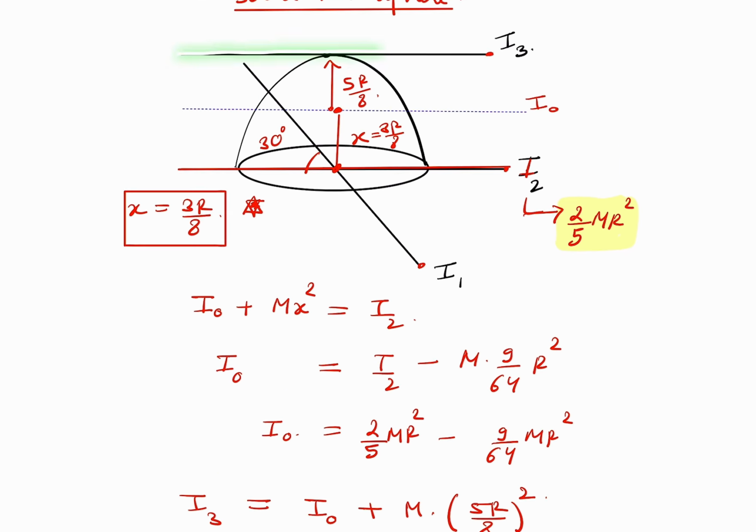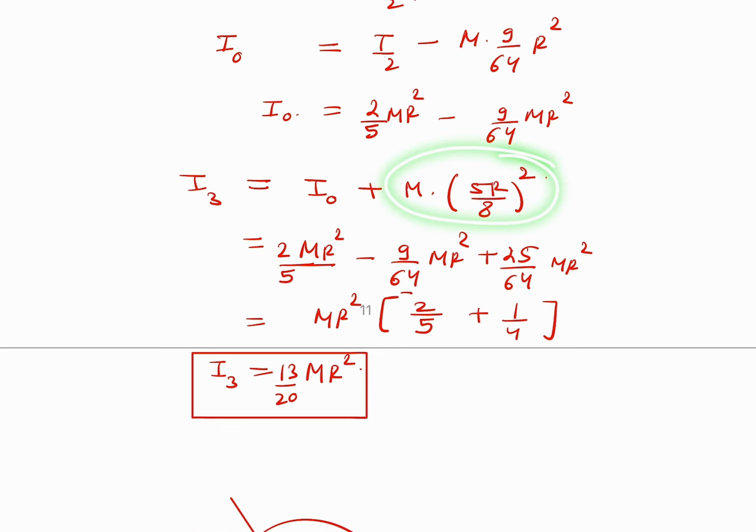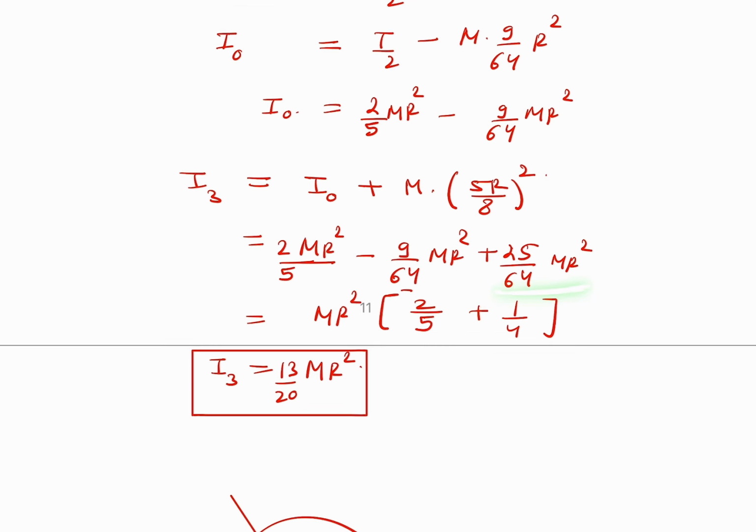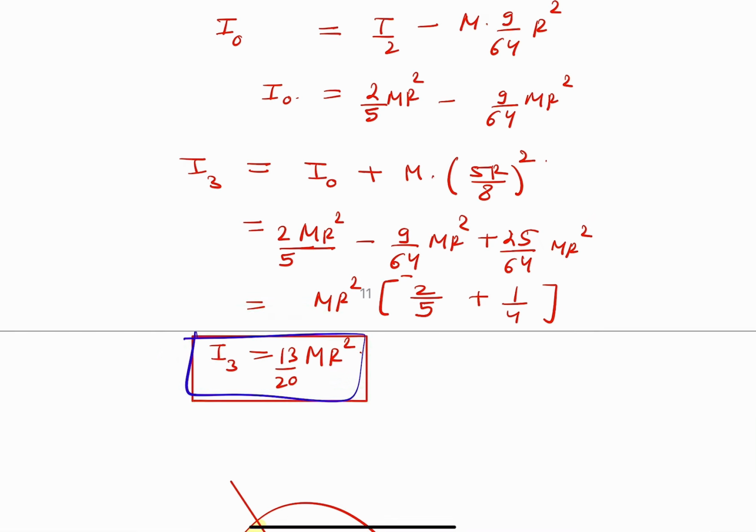Important point is about I3, about the top. So for I3 again we'll apply the same parallel axis theorem from the I0. So I0 plus mass into this distance 5r by 8 square, that would be what? I3. I0 we already have here, 2 by 5 mr square minus 9 by 64 mr square, plus this one would become 25 by 64 mr square. So after doing the calculation we'll get how much? I3, moment of inertia about the third axis would be 13 by 20 mr square. You can remember it as an important result.